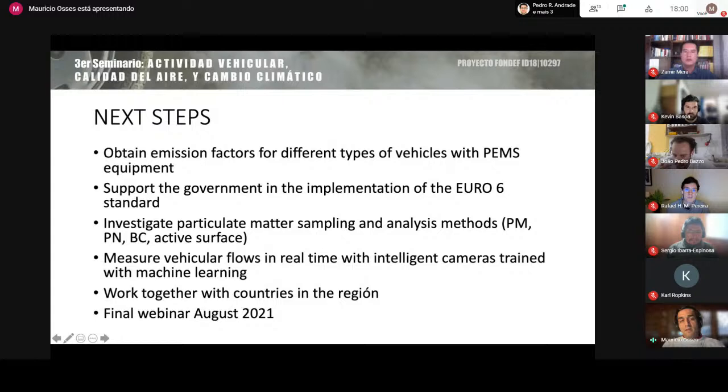Also, it's very important, and I'm happy to see people from South America here as well, to work together with countries in the region. And our project, FONDEF, with this number here, which is funding all the equipment we are using right now, will end at the end of July. And we have our final webinar in August 2021. So if you are interested, we can send you some invitations for that final webinar.